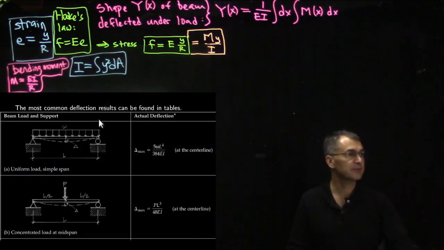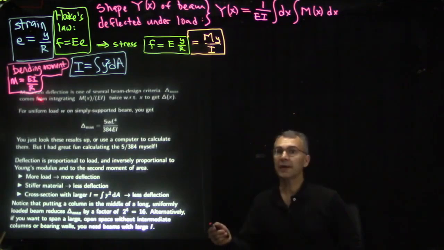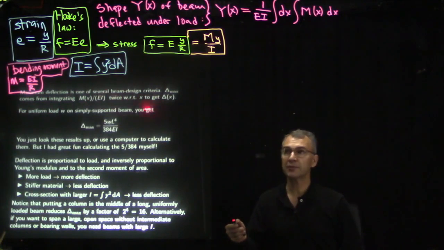Again, the most common deflection results can be found in tables, so you basically just look these things up when you need them. And we worked out this first one, 5WL to the fourth over 384 EI, and I left this one, PL cubed over 48 EI, as an extra credit problem if you're feeling really ambitious about your calculus skills. So basically either you remember them or you look them up, but calculating them is just something you might do for fun. So maximum deflection is one of several beam design criteria.